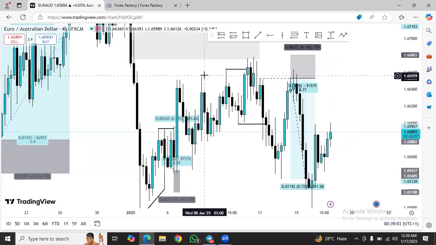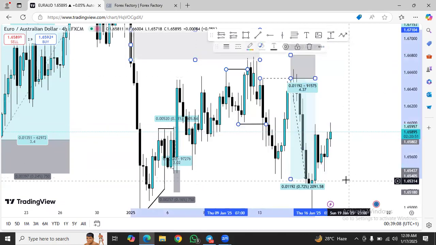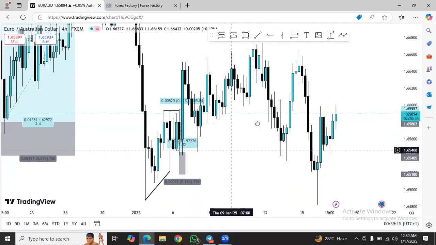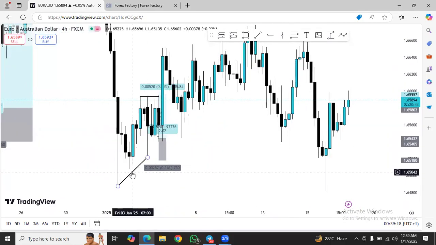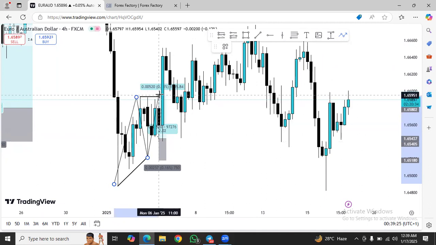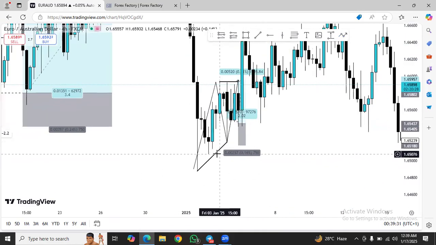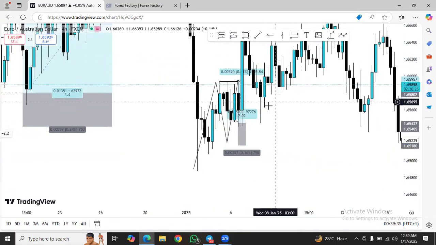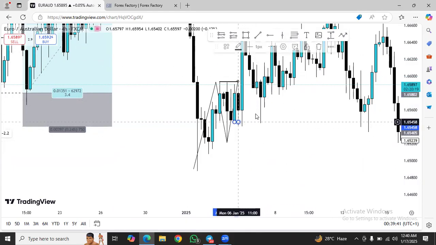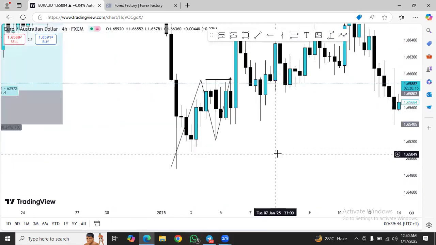So let's quickly go into this and let me show you this setup. Let me delete all this so we can analyze this together. Looking at it from here, we can see that we had a shift in market structure. This is what I'm talking about. They actually broke structure. I'm not going to talk about this trade per se, because this is not what I plan on talking about. But you can see that we had a shift in market structure here.